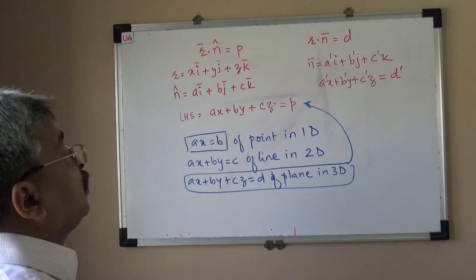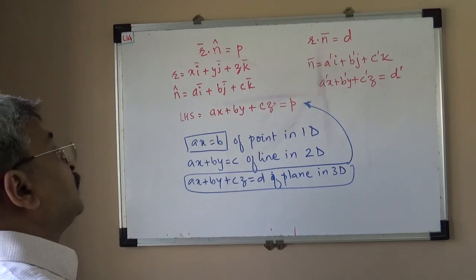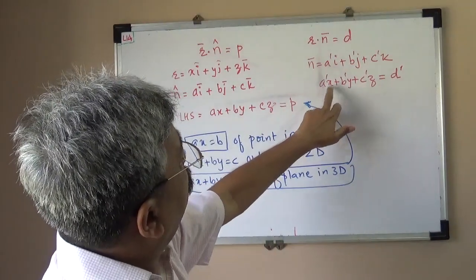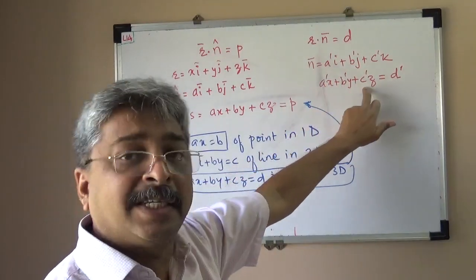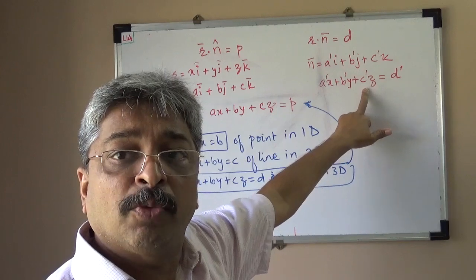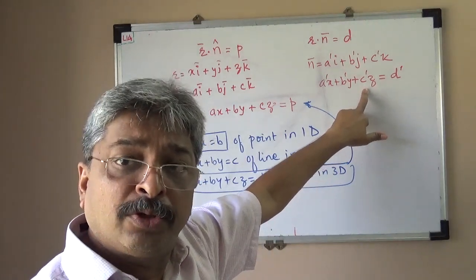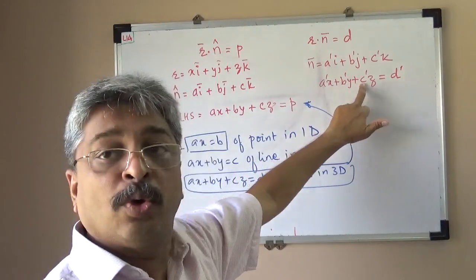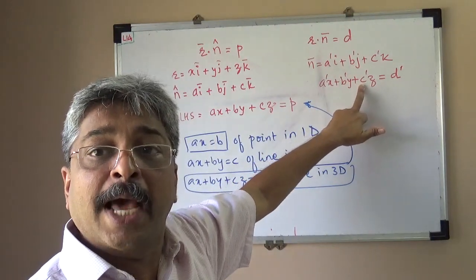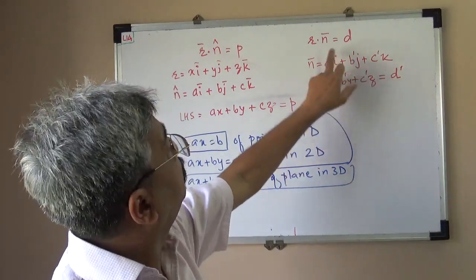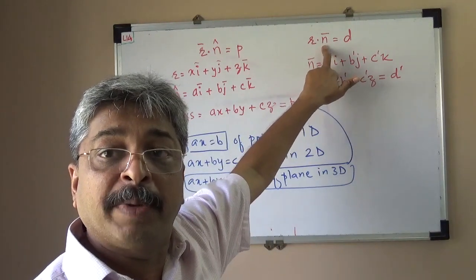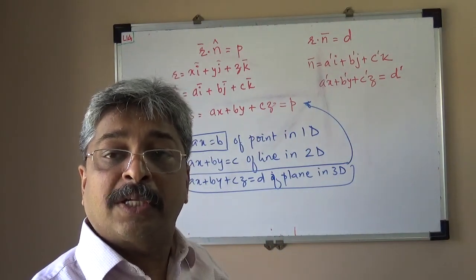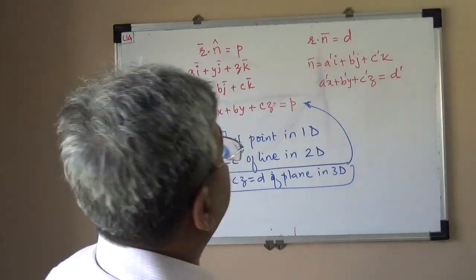And now if I want to really find out, in this general equation, what do I mean by a dash, b dash and c dash? The coefficients of x, y, z are going to be important numbers for us. A dash, b dash, c dash over here are the direction ratios of the vector which is perpendicular to the plane. If this equation is of a plane, then what are the direction ratios of the vector which is perpendicular?